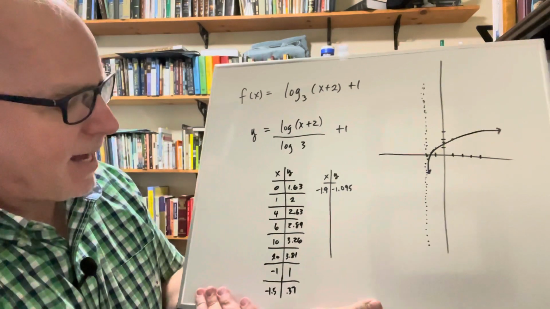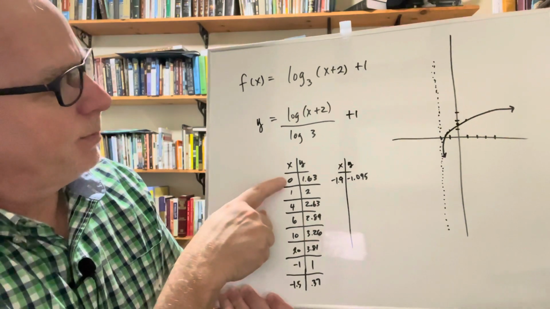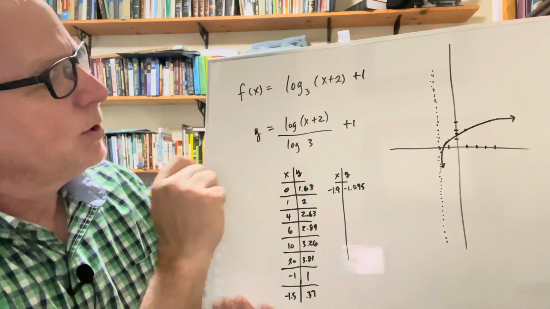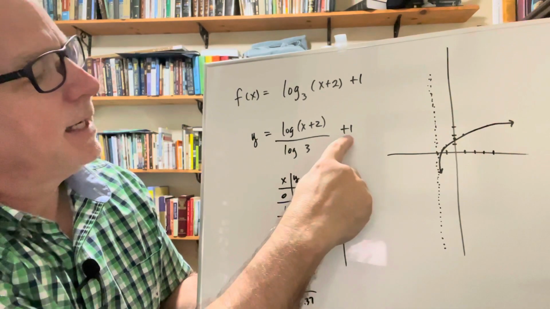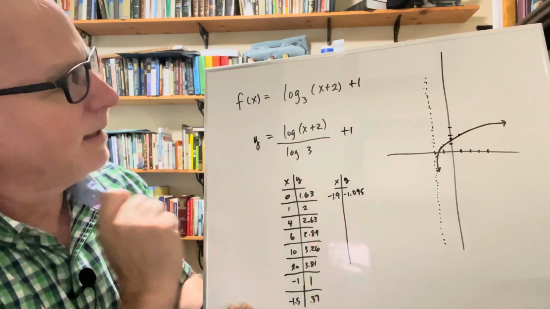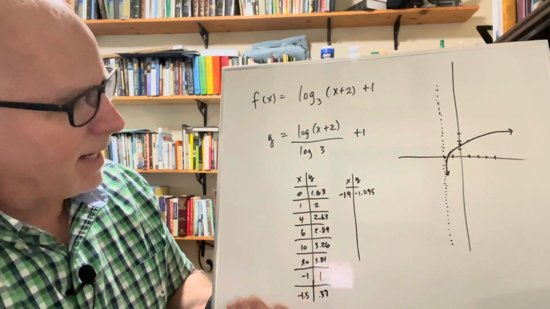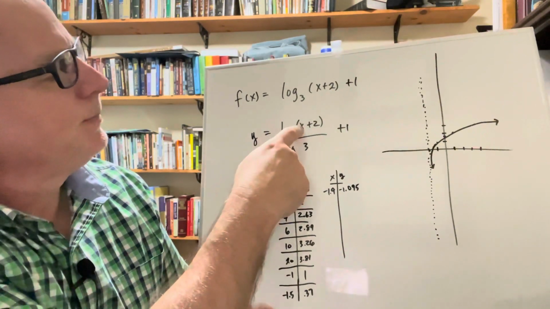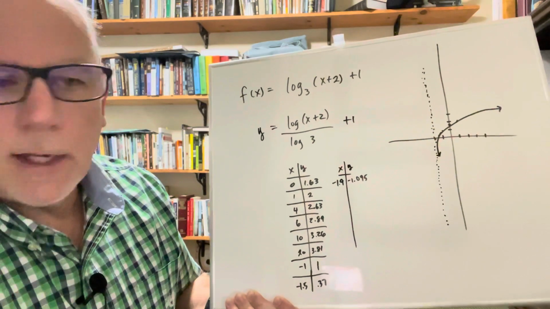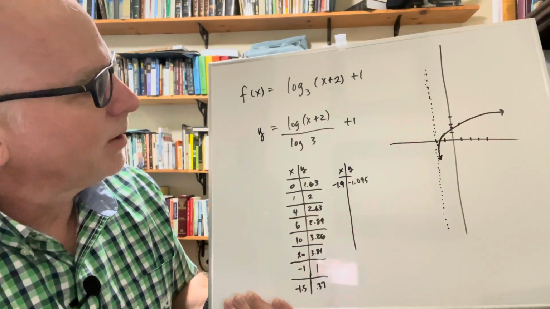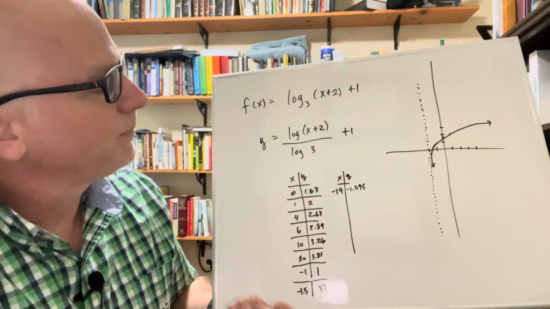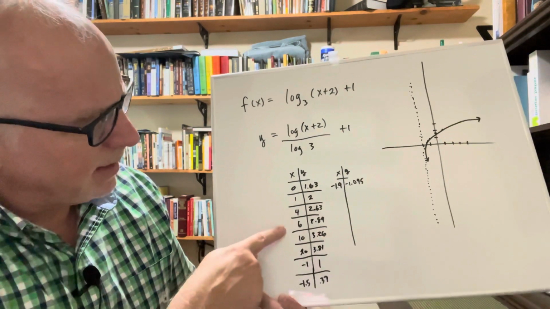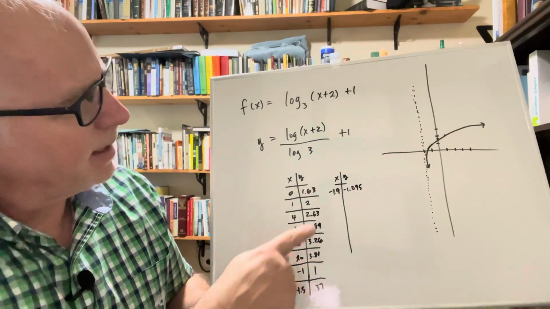Now if you do that and you make a chart, you're taking 0 and putting it in there and doing the log of 2 divided by the log of 3 and then plus 1 to get that all the way down. So look at these values. If you put 1 in, that becomes the log of 3 on the top and the log of 3 on the bottom. So you divide those and then add 1, you get 2. So I did several of these here and even here.